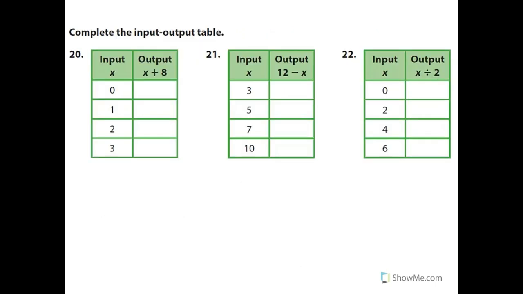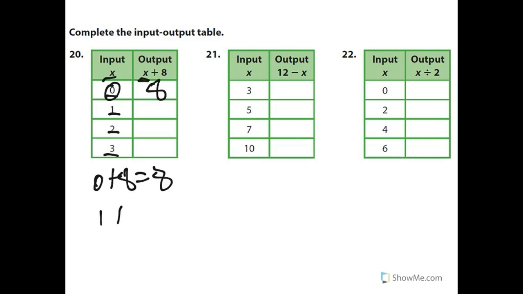Alright, moving along. We're going to complete the input-output table. Our input for x is going to be different each time. Here it's 0, there it's 1, there it's 2, there's 3. But we're going to replace x with each of those and have our output. Here's what I mean. So x here equals 0. So we've got 0 plus 8. That's going to be 8.